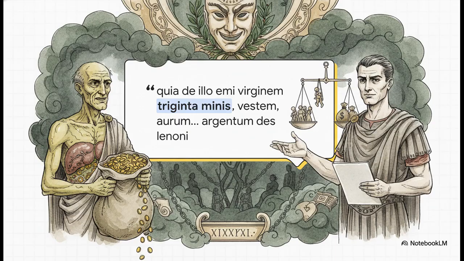We see this ethical void perfectly encapsulated here, in the transactional dialogue between the ailing pimp Cappadox, the braggart soldier, and the banker Lyco. The quote we're looking at details the cold contractual transfer of a human life. 30 mina for a virgin, clothing, and gold. Quia de illo emi virginum triginta minas, vestem, aurum, argentum, dedi lenoni, eximit de virginem.